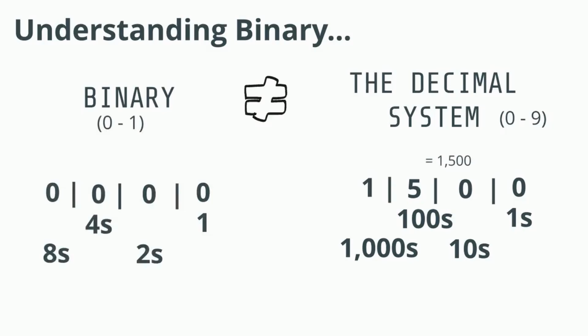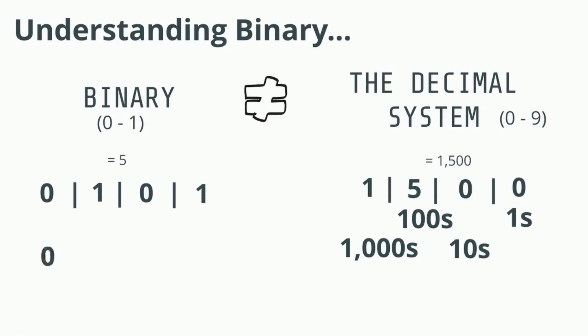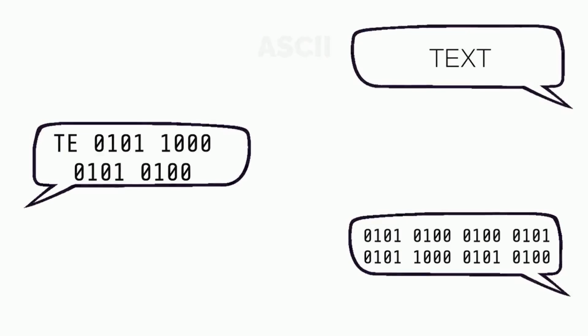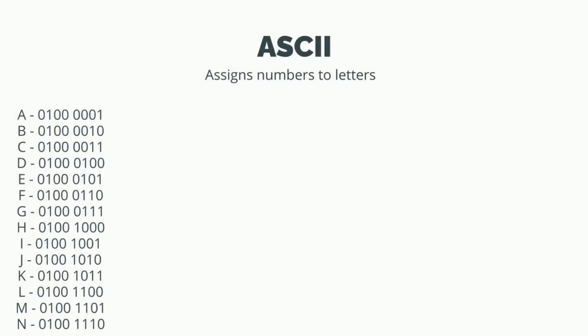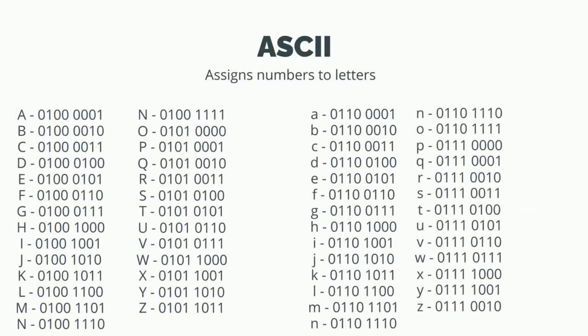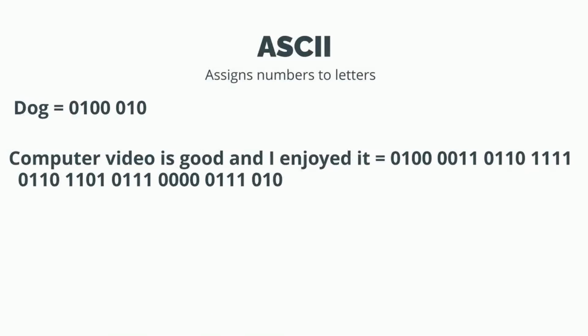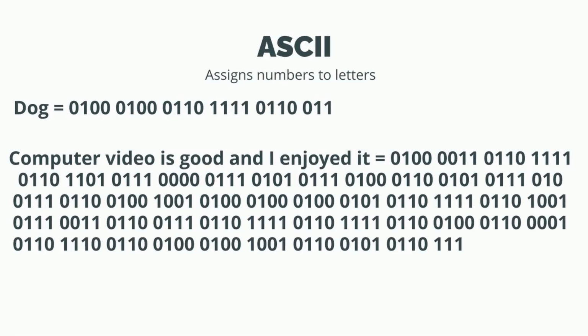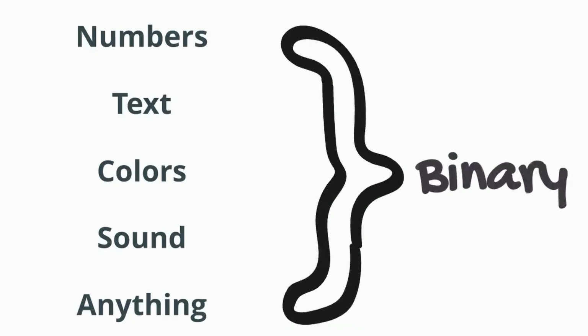Let's say we want to get the number 5, or 0101. To get this, we would add 4 and 1. Similarly, text can be made up of numbers too. ASCII assigns numbers to letters, as shown on the screen now. With each letter known, you can then make words and paragraphs out of numbers. With this in mind, numbers, text, colors, sound, and anything can be represented in binary.